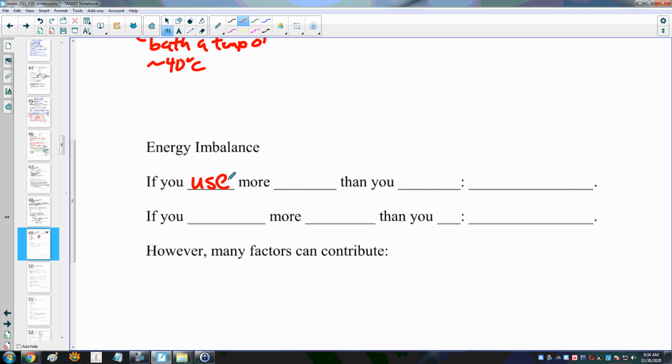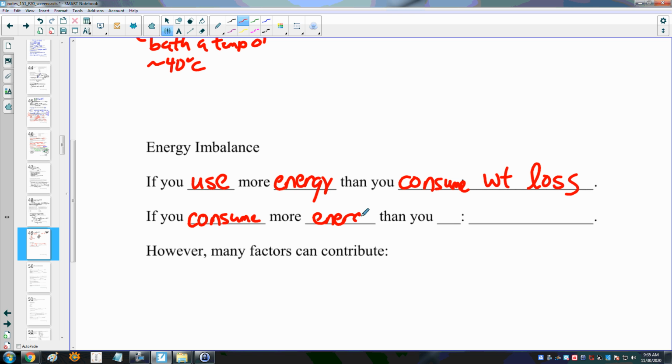If you use more energy than you consume, that is given to weight loss. And if you consume more energy than you use, that's weight gain. And so at its very core, weight management is very simple, that you just use more energy than you consume. But of course, many factors can contribute.